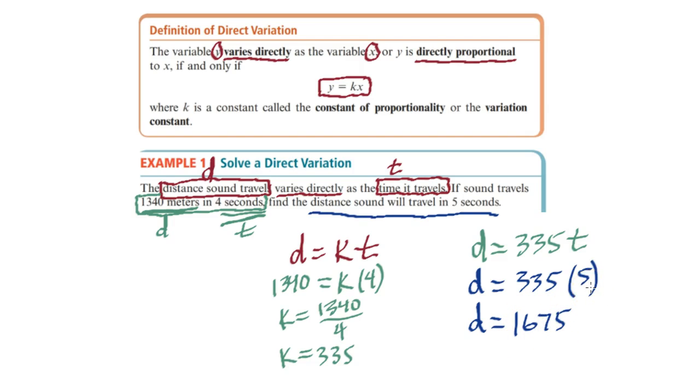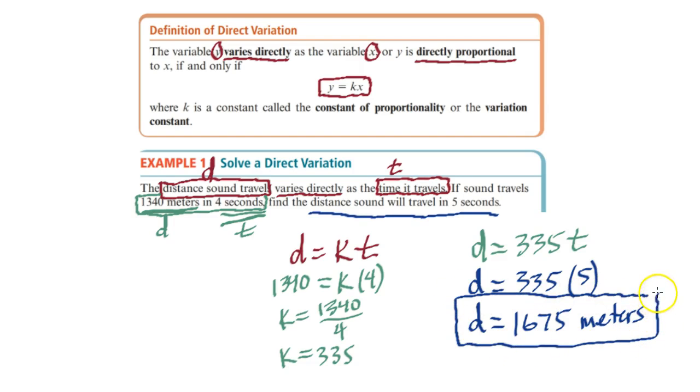And remember your units. In this case, we have meters. So we know that the distance the sound traveled in 5 seconds, based off the speed of sound, is 1,675 meters. All right, let me know if you have any concerns.